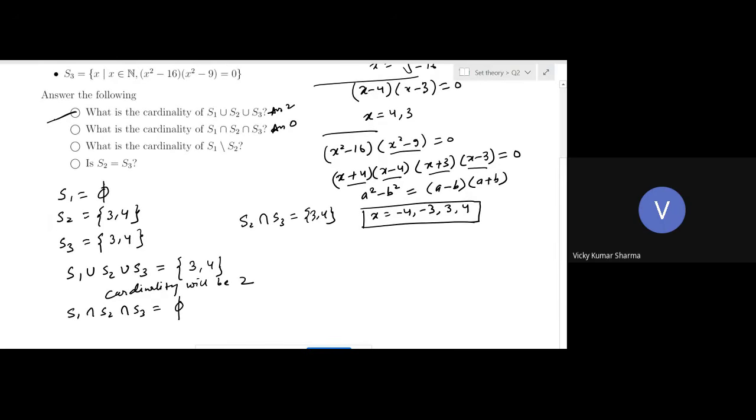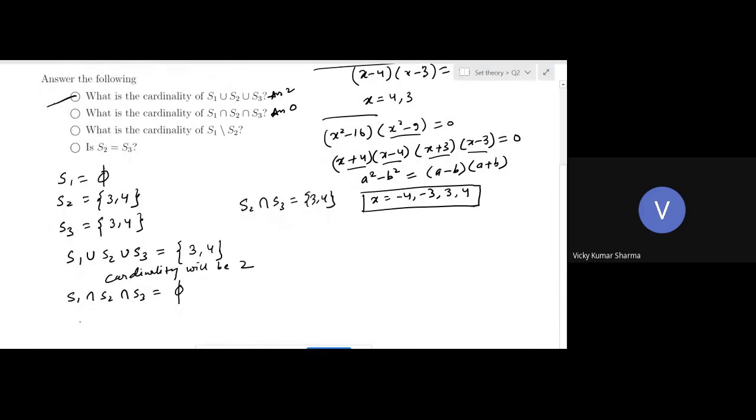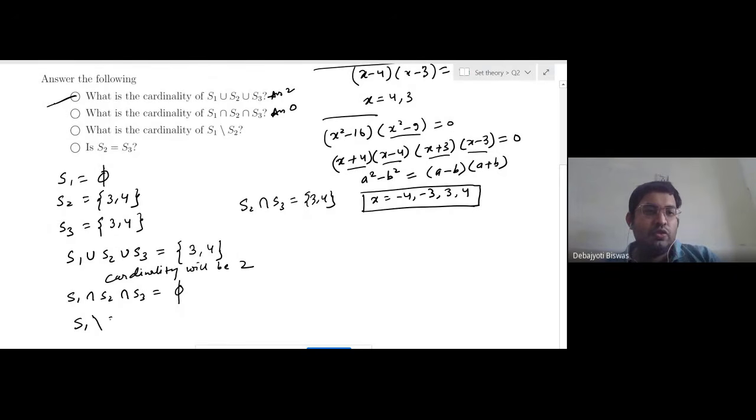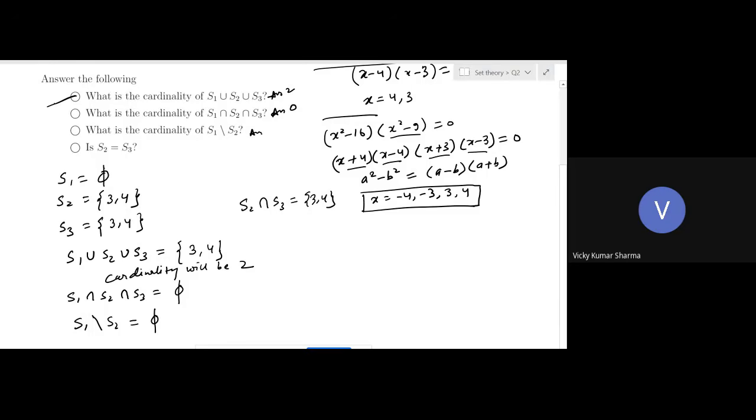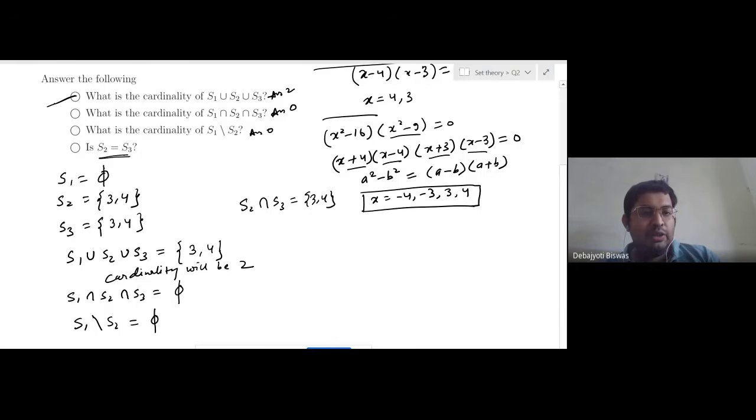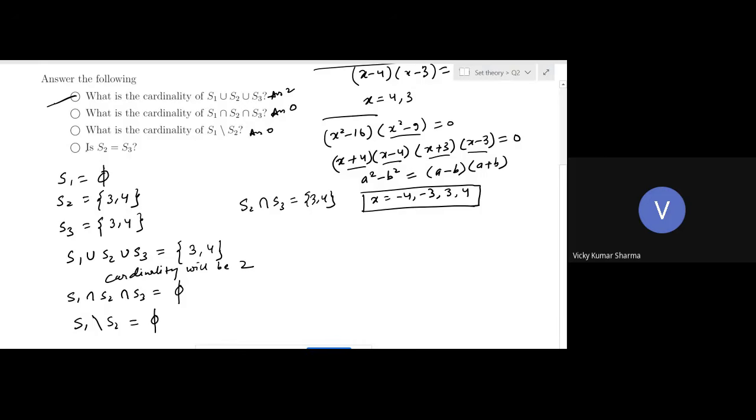Now what is S1 minus S2, Devjyoti? S1 minus S2 are the elements which are there in S1 but not in S2, right? There are no elements in S1, so it will be also 0. So the cardinality for this is again 0. Okay. Now the next question is S2 equals S3? The elements are all equal, so the sets should be equal. Yes, this is right, isn't it?